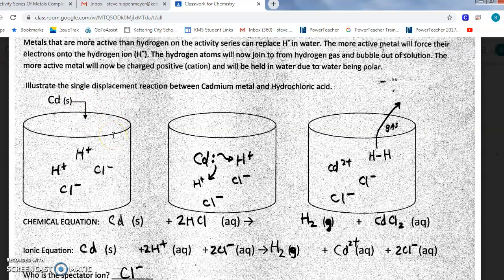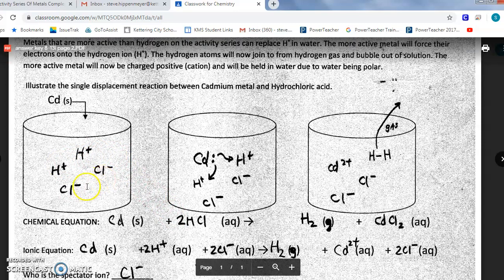Now you have to look on your activity series. If cadmium is above hydrogen, that means that the cadmium can replace the hydrogen. Remember, metals replace the first thing in the compound. The metals replace the positive ion in this compound right here. Hydrochloric acid is one of our 6 strongest acids. So hydrochloric acid will dissociate 100%. Every one of the H pluses will break off, leaving behind the Cl minus.